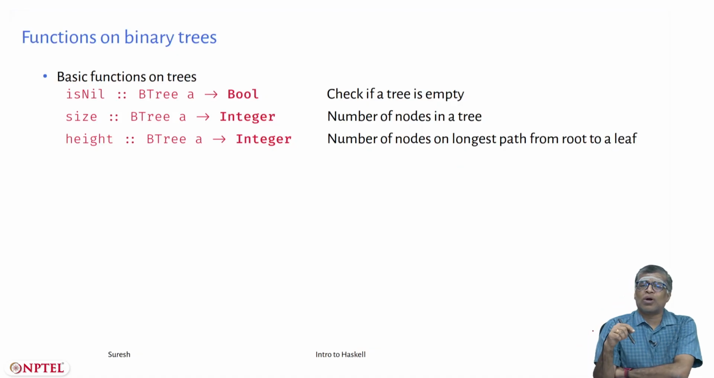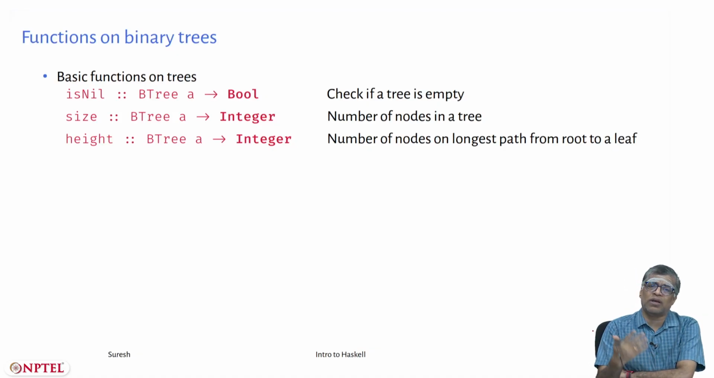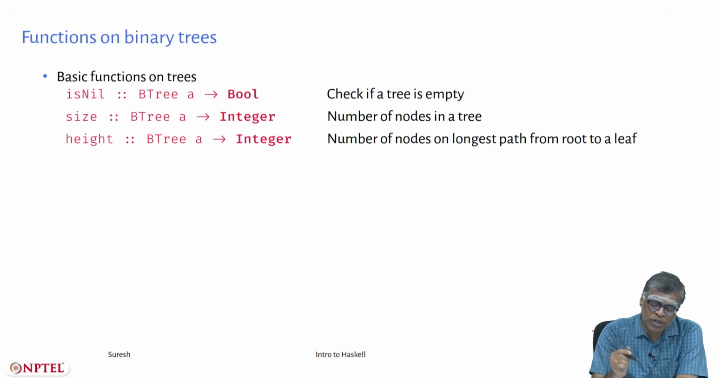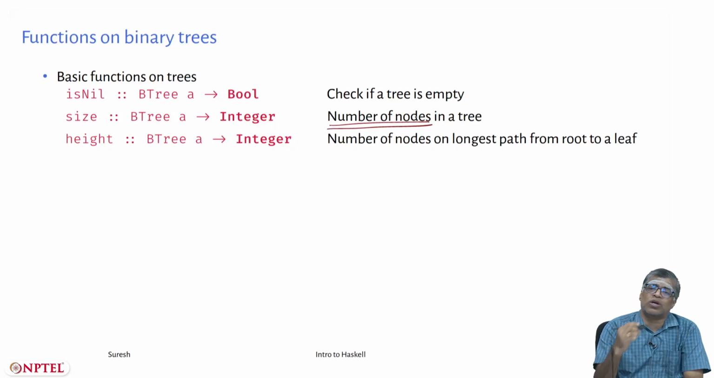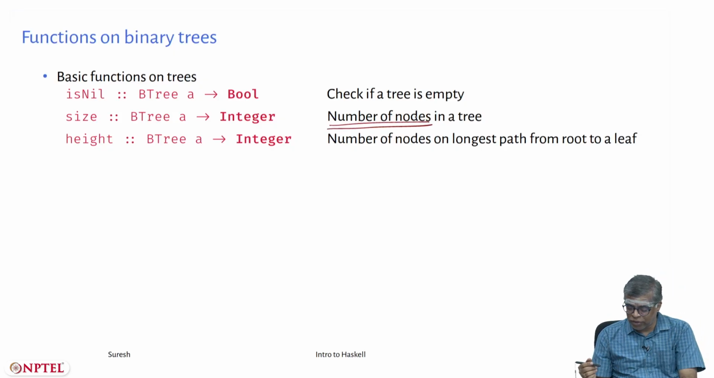Okay. So now we have a recursive data structure. We know how to write programs using recursion on any inductive data type or recursive data type like this. So here are a few functions that we might want to write. Is nil, which will check whether a tree is empty. Size, which should return the number of nodes in a tree. Okay, and height, which should return the number of nodes on the longest path from root to leaf.